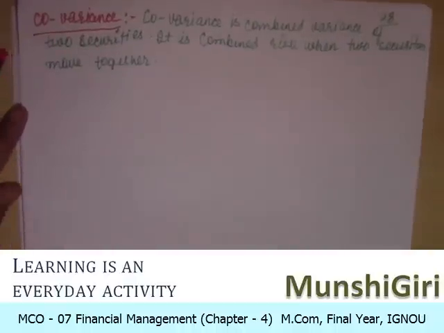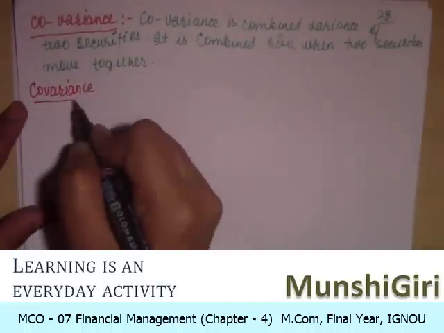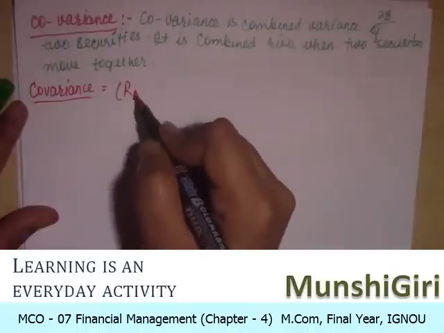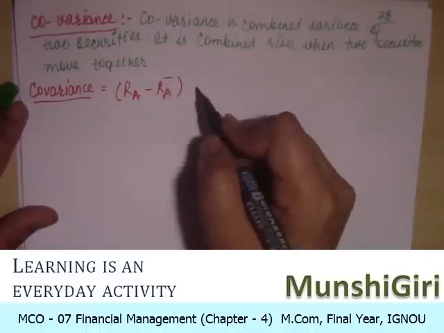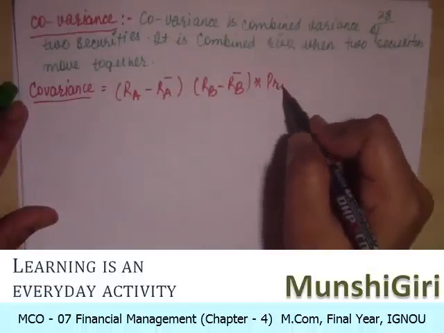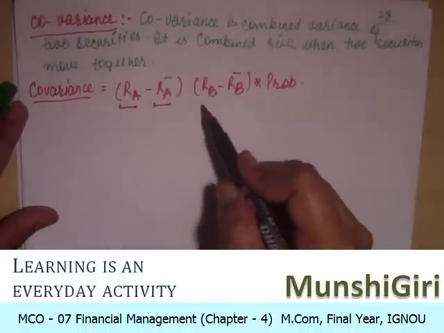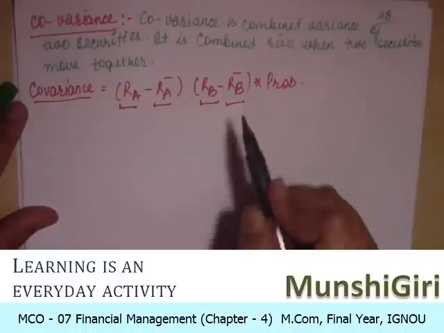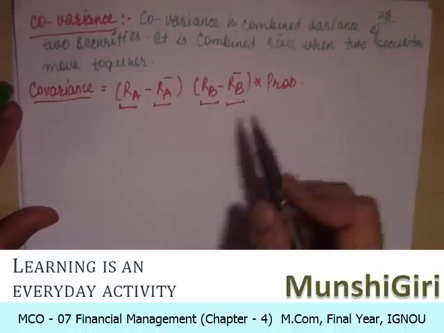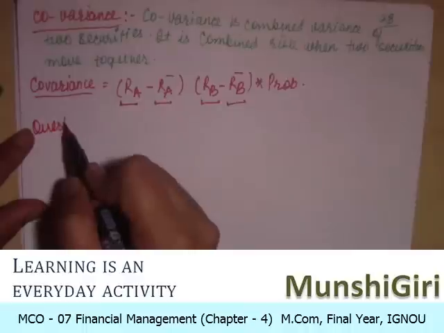Covariance can be calculated using the following formula. Covariance is equal to RA minus RA hash, RB minus RB hash, into probability. This is return of A minus expected return of A into return of B minus expected return of B into the probability. So you'll understand all these calculations once we do a practical question on this. So let's take up a question for understanding all this.